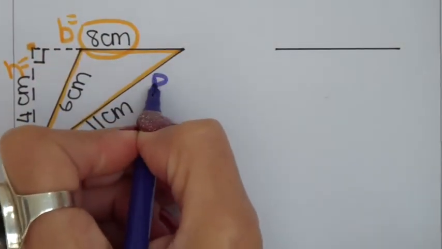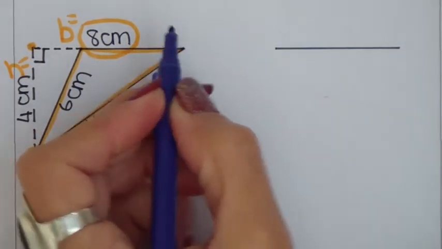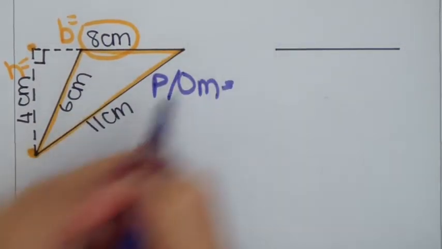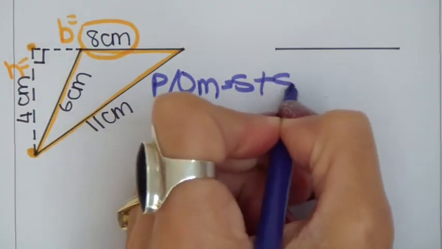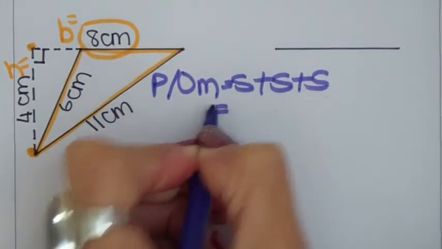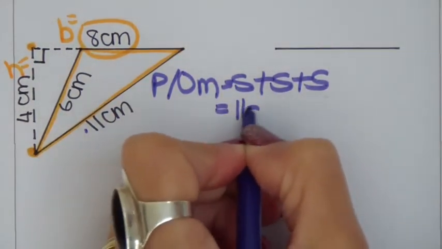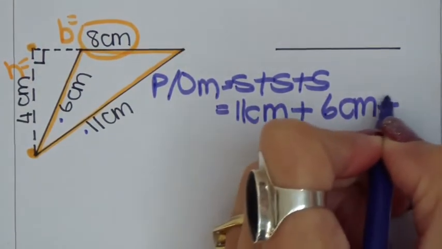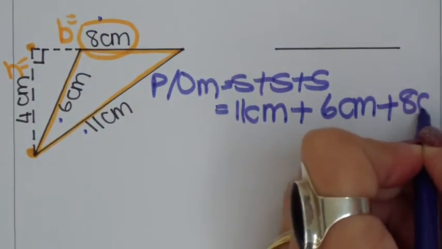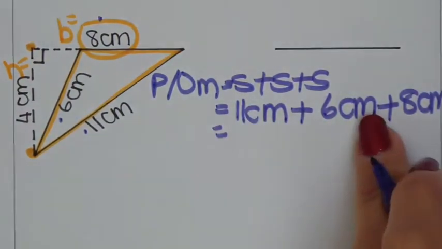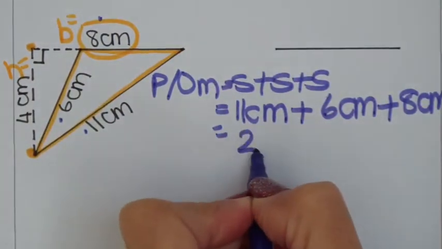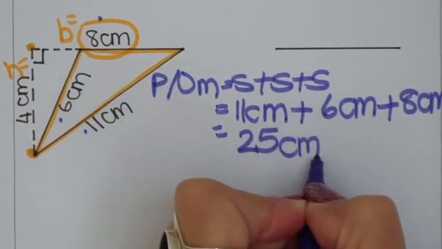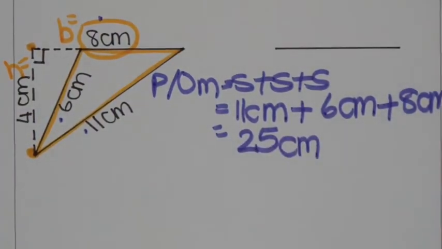Okay, perimeter of omtrek, side plus side plus side. Dit is gelyk aan 11 centimeter plus 6 centimeter plus 8 centimeters. 17 plus 8, that's 25 centimeters. Yes, 25 centimeter. Okay, now we do the area or the perimeter.